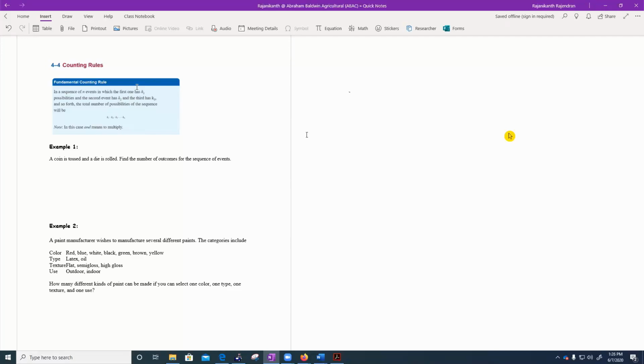Let's get started. This is about section 4.4, counting rules.